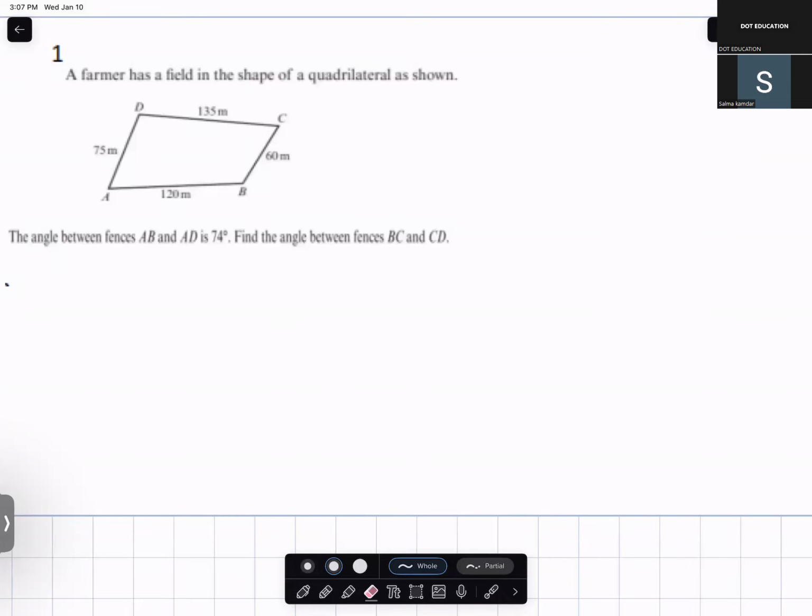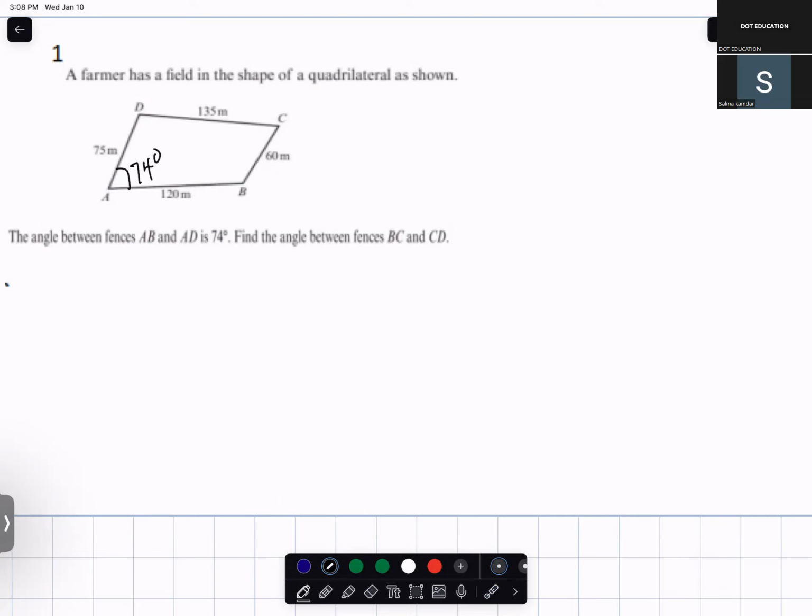Looking at this shape given to us, this is the shape in the form of a quadrilateral. A farmer has a field in the shape of a quadrilateral as shown. The angle between, for instance, AB and AD is 74. So we are told that the angle between them is 74 degrees.